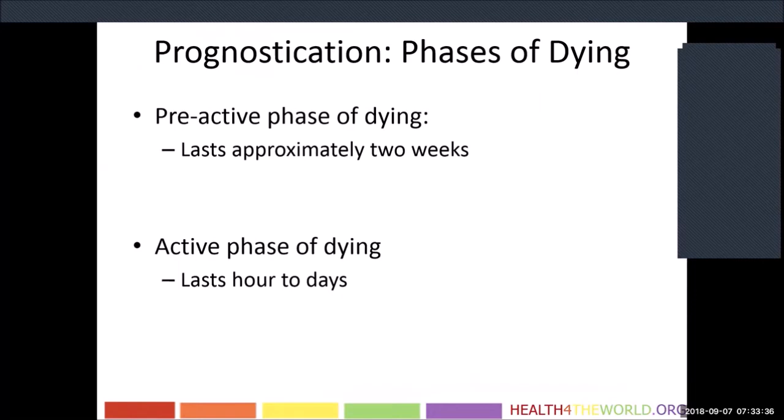So when you're thinking about prognostication, you have to understand the phases of dying. There's a pre-active phase of dying, which usually lasts about 2 weeks, and there's an active phase of dying, which lasts from hours to days. We as physicians, and nurses, are very good at knowing the active phase of dying. We're not as great at identifying the pre-active phase.